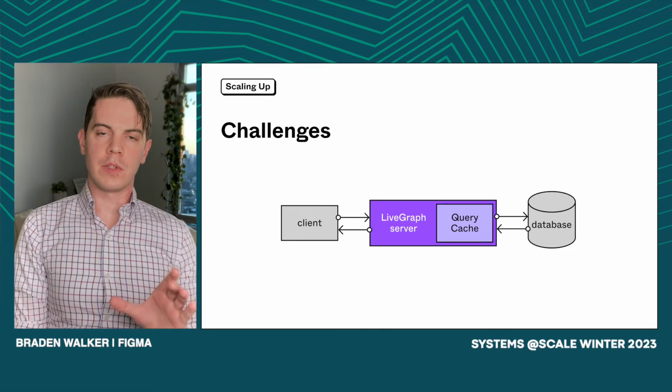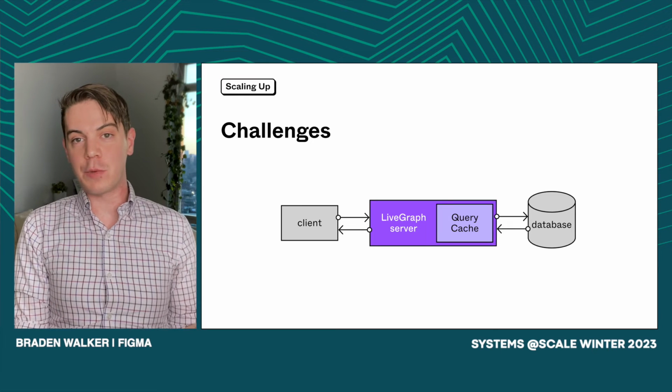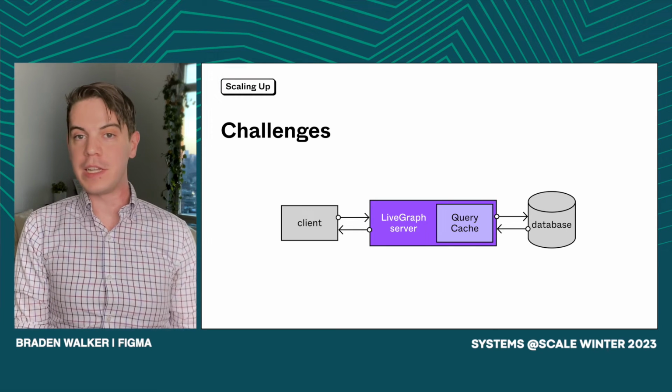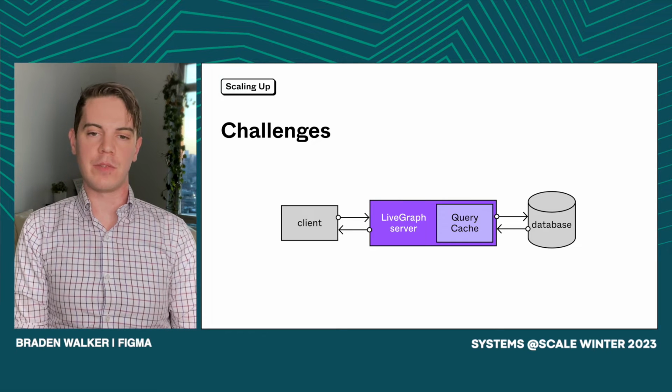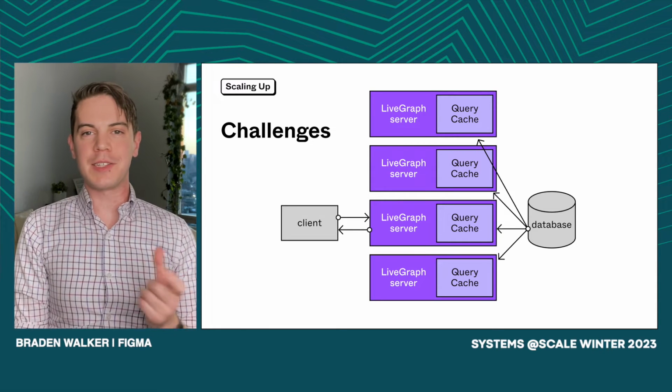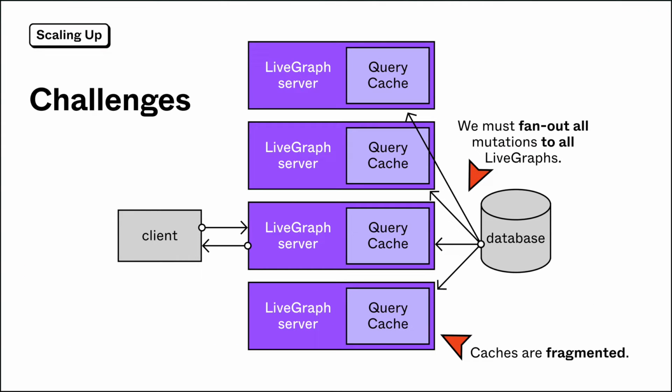All right, so let's talk about some challenges. And one of them is that as we're getting more traffic, we need to add more client machines, which means naturally we add more LiveGraph servers to keep up with them. Now this has a couple of problems. One of them is that we have to fan out all mutations to all LiveGraphs. We don't know which LiveGraph is interested in which parts of the database mutating, because LiveGraph itself is in charge of keeping track of that. So we have to send all mutations to everyone.